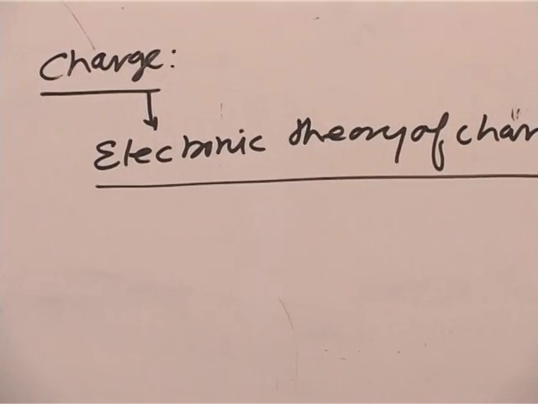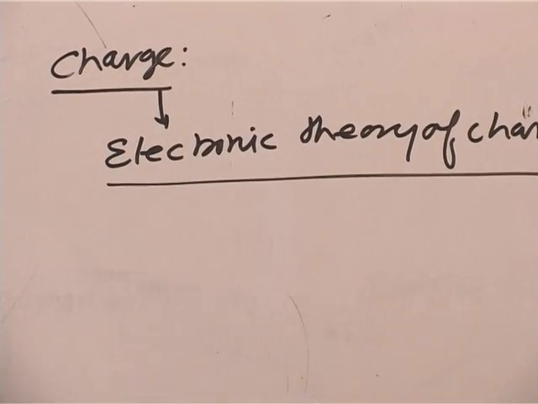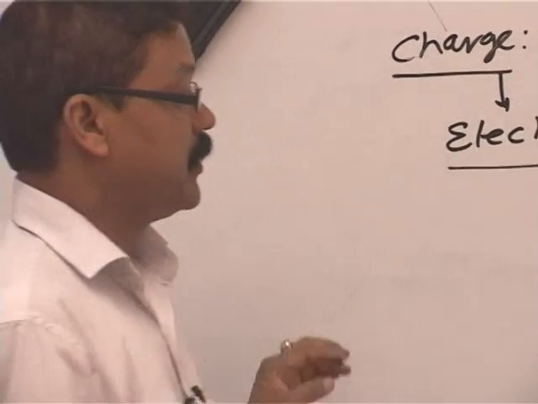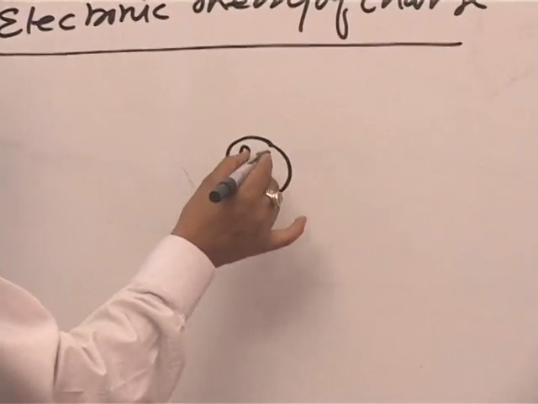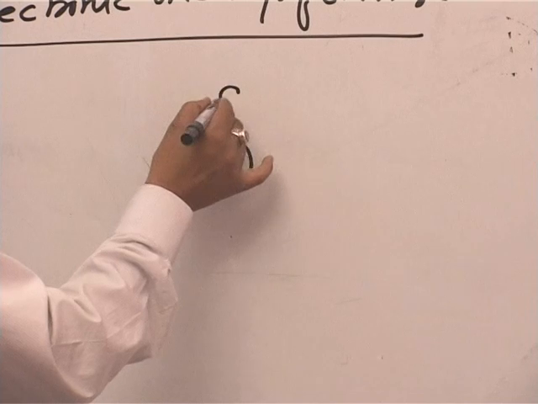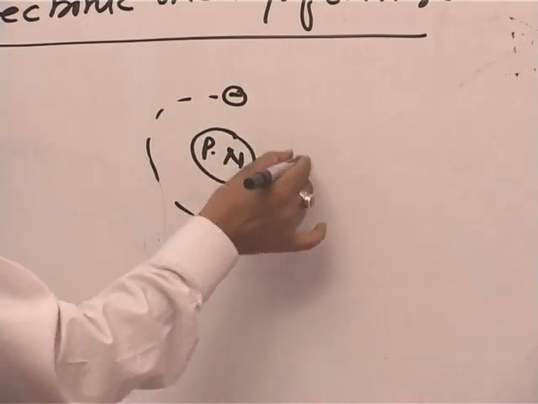Today we know the structure of the atom. We know that each atom is made of a nucleus, with protons and neutrons, and electrons orbit around them.